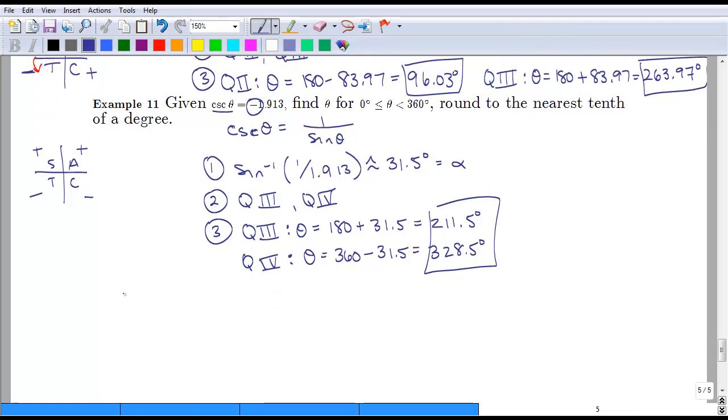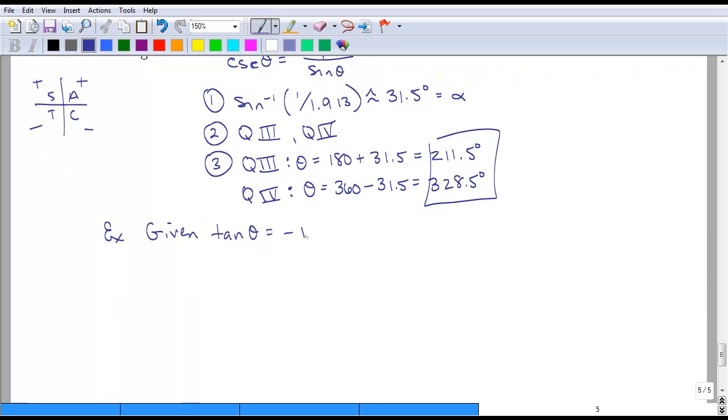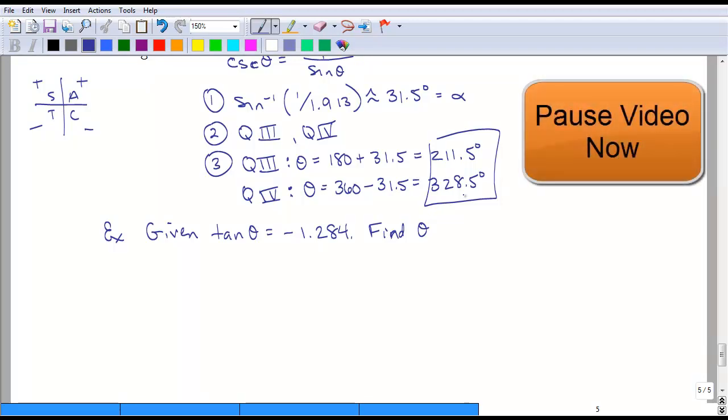So I'm going to make an example here for you to work on. Given tangent of theta is negative 1.284, I want you to go through and find theta. Again, just as we did before, you're going to find two angles and round to the nearest tenth of a degree. So pause the video here and work through this example.